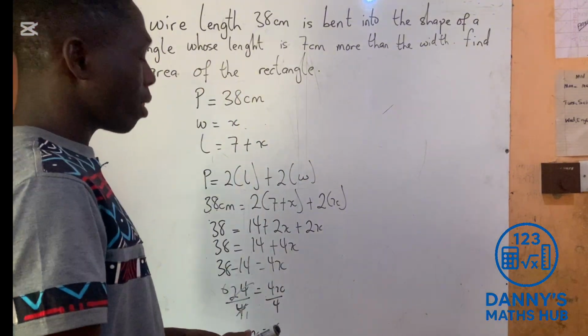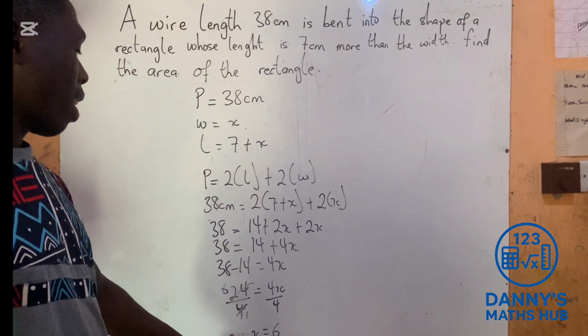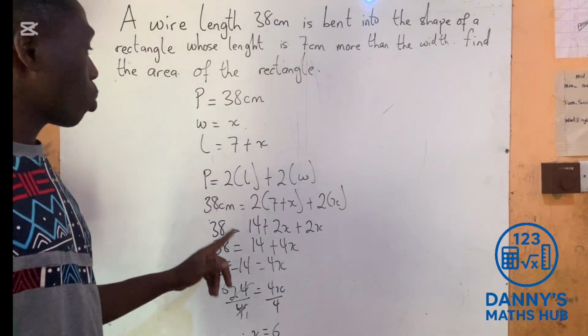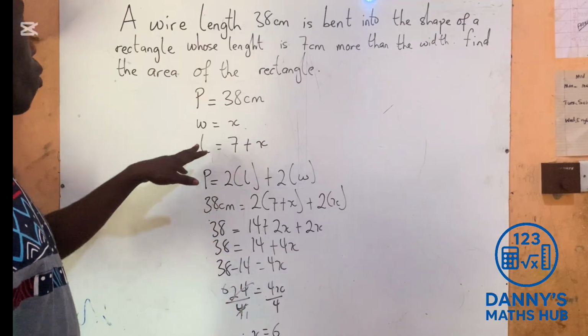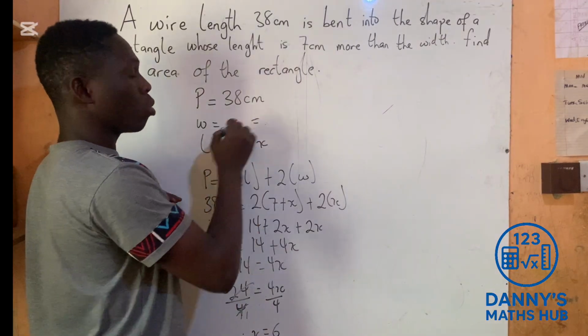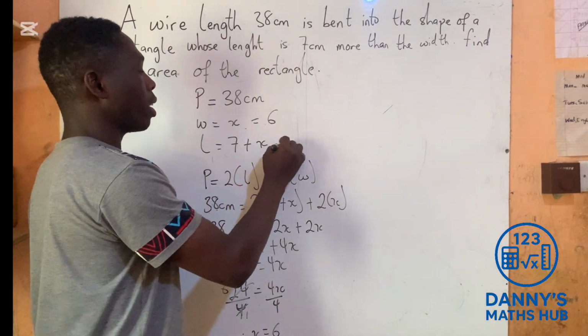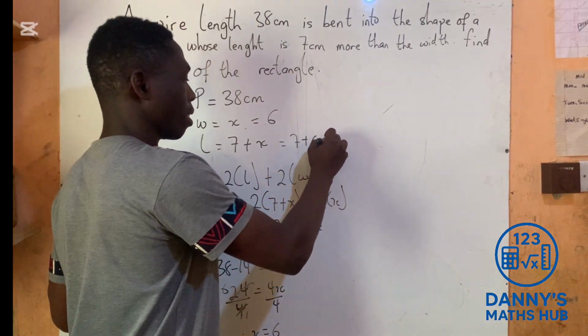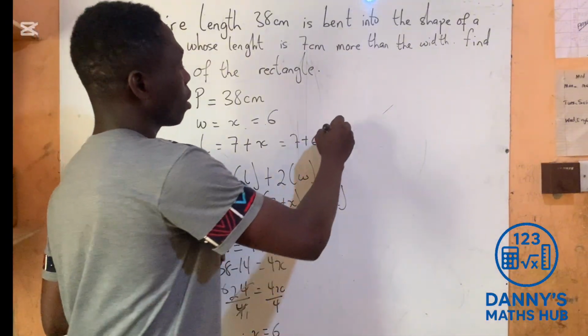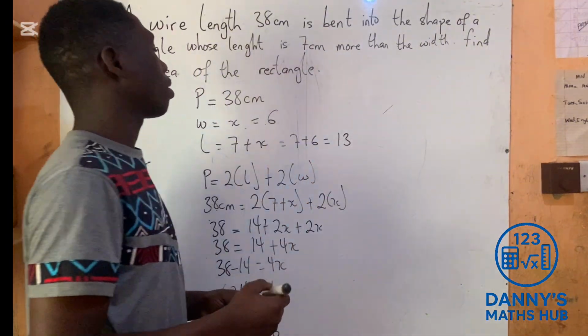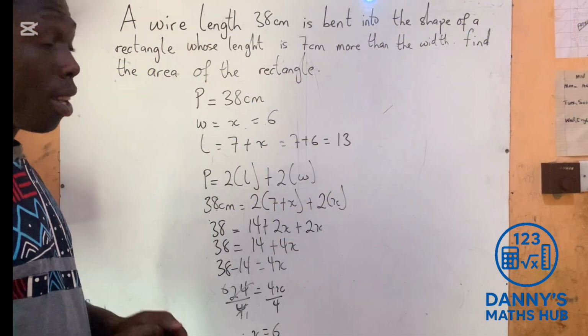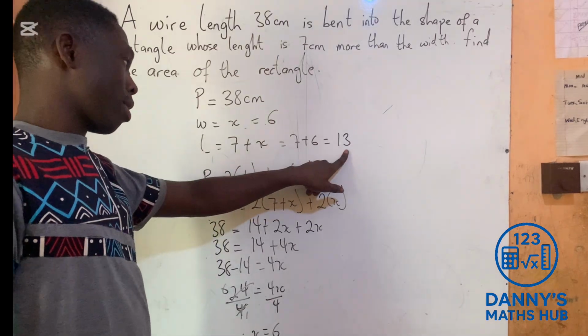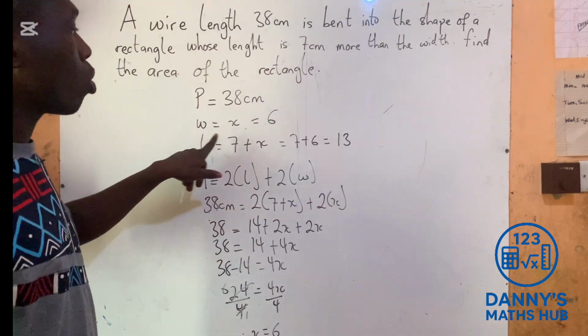It means the width is equal to 6, and then the length will be equal to, so let's look at it from this side. The width will now turn to 6. Then the length will now turn to 7 plus 6, which will give us 13. So the length is equal to 13 and the width is equal to 6.